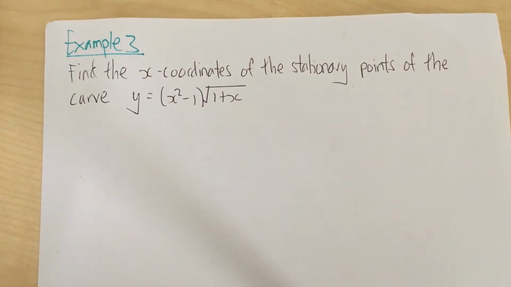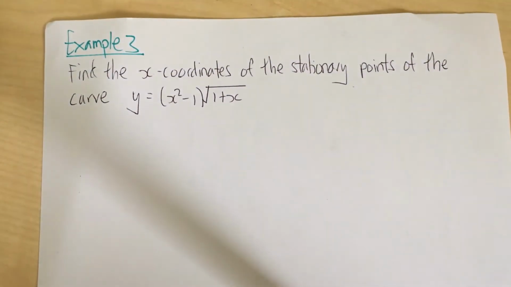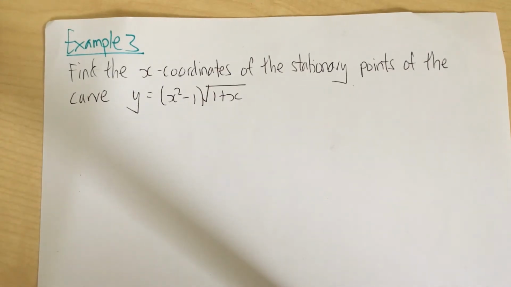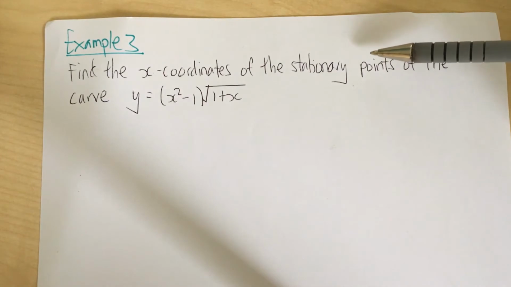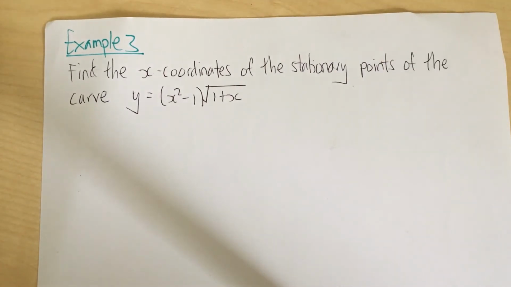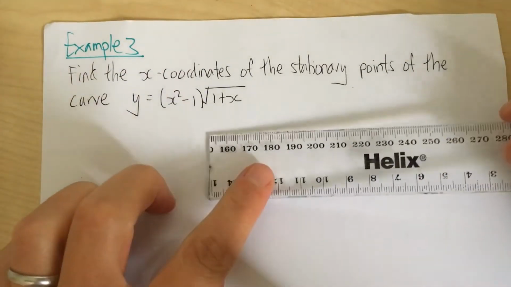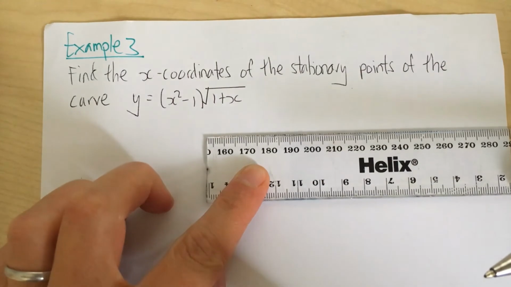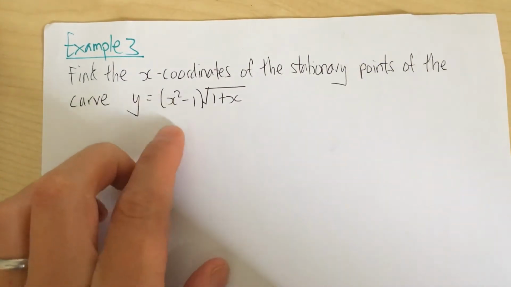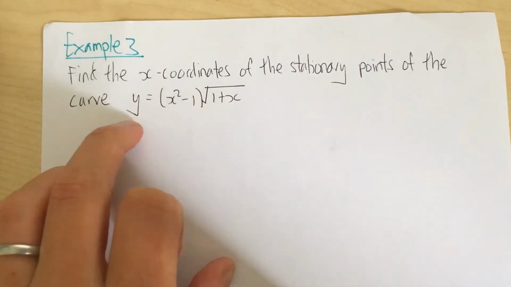Example 3. Find the x-coordinates of the stationary points of the curve y equals the product of x squared minus 1 and root 1 plus x. Well, to find a stationary point, we first work out the gradient function and then let that equal 0, because the gradient of the tangent at a stationary point is always horizontal, and therefore the gradient is 0. So we need the gradient function. That is the derivative of this function here.